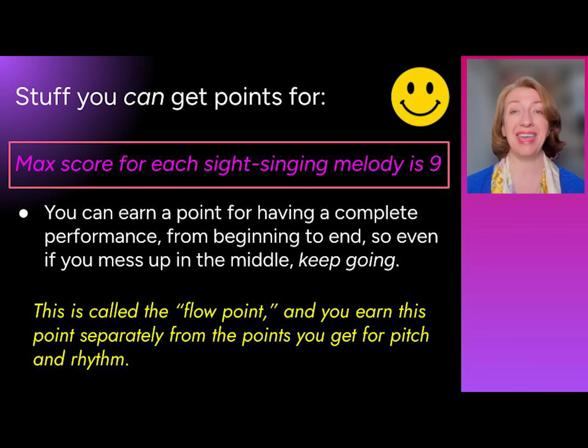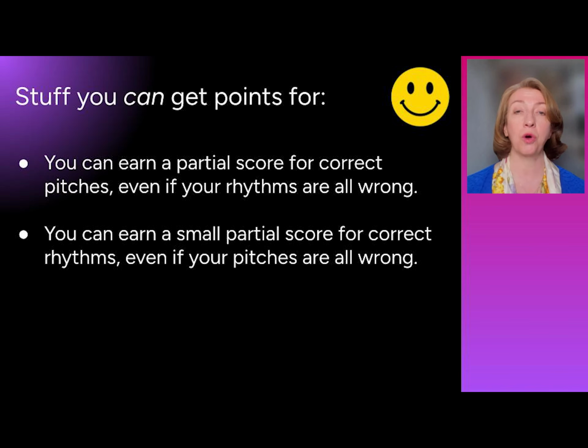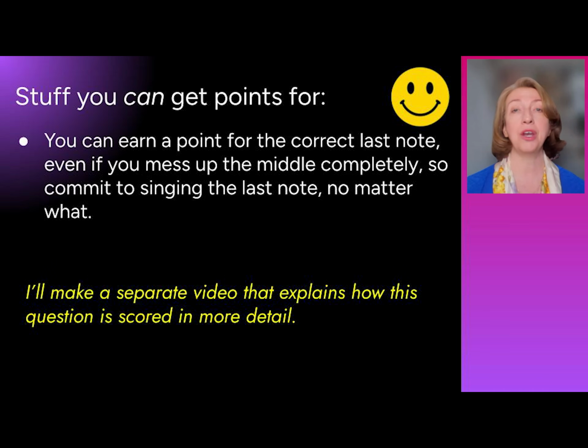Here's the stuff that you can get points for. You can earn a point for having a complete performance from beginning to end, so even if you mess up in the middle, keep going. You can earn a partial score for correct pitches, even if your rhythms are all wrong. You can earn a small partial score for correct rhythms, even if your pitches are all wrong. You can earn a point for the correct last note, even if you mess up the middle completely. So, commit to singing the last note no matter what.